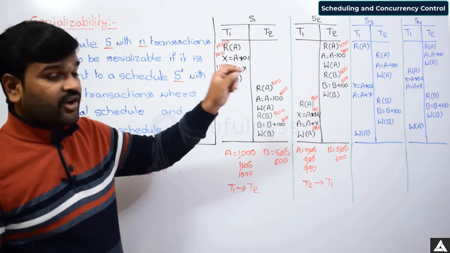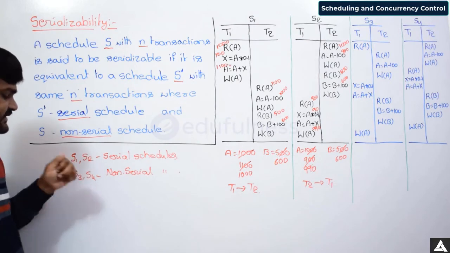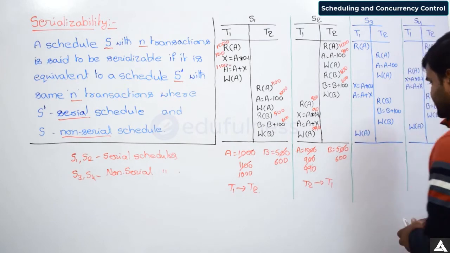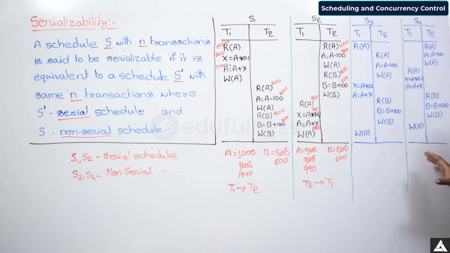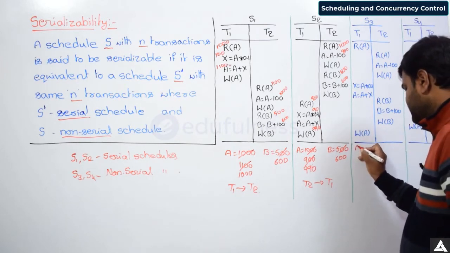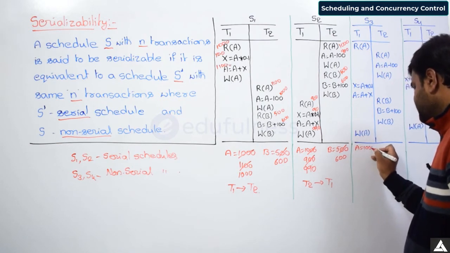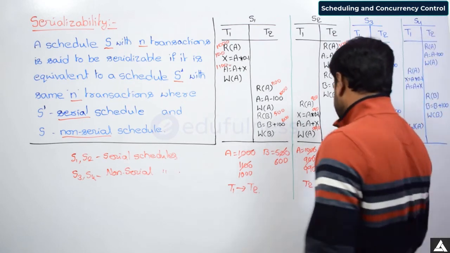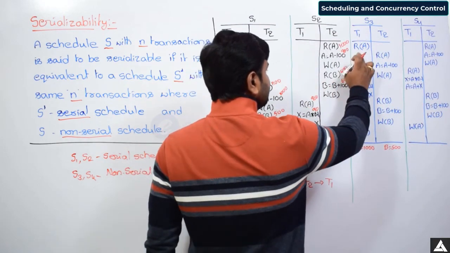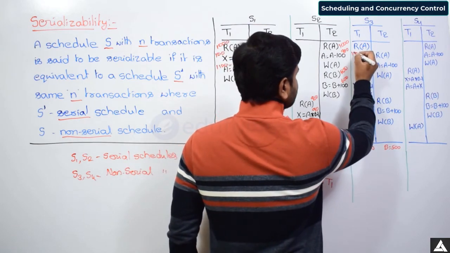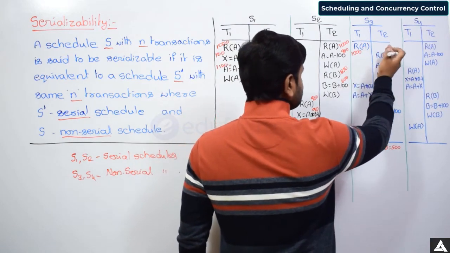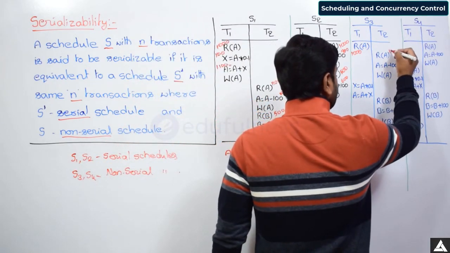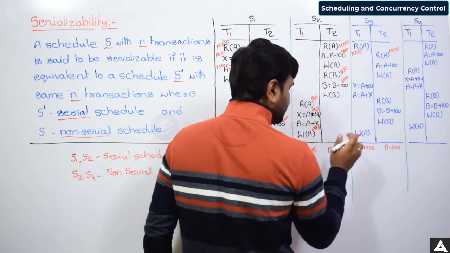Now let us go to the non-serial schedules S3 and S4. Then we will come back to this definition. This is very simple. Whether it is a serial schedule or non-serial schedule, the initial values are the same. So A is 1000 here, B is 500. Now let us come here: T1 reading the A value, that is 1000. After that switching to T2. T2 also reads the A value, that is 1000. At that moment the A value is 1000.